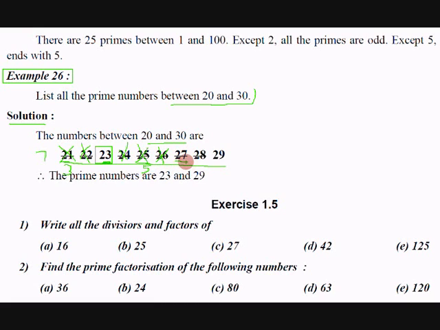27 is an odd number. Does it have more than 2 divisors? Yes, 3 times 9 is 27. So it is not a prime number. 28 is an even number, therefore not a prime number. Finally, 29 is left out. There is no other number that divides it. It has only 2 divisors, 1 and 29. Therefore, it is a prime number. Therefore, we found the prime numbers are 23 and 29.